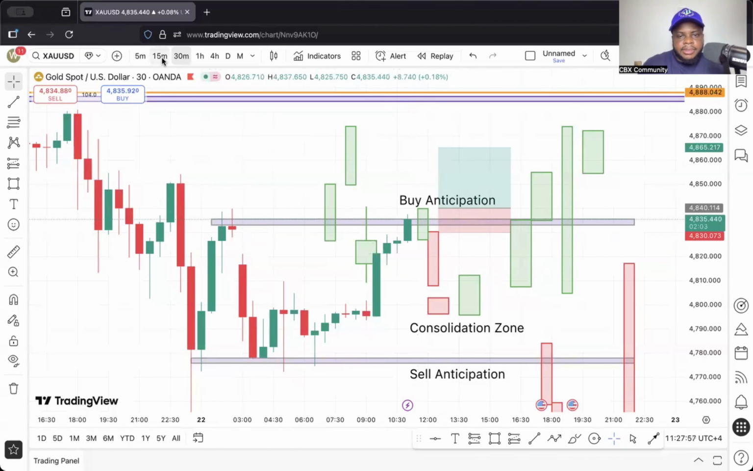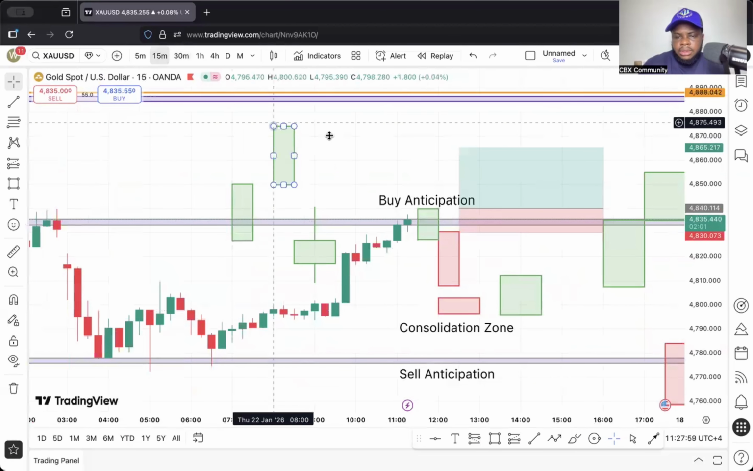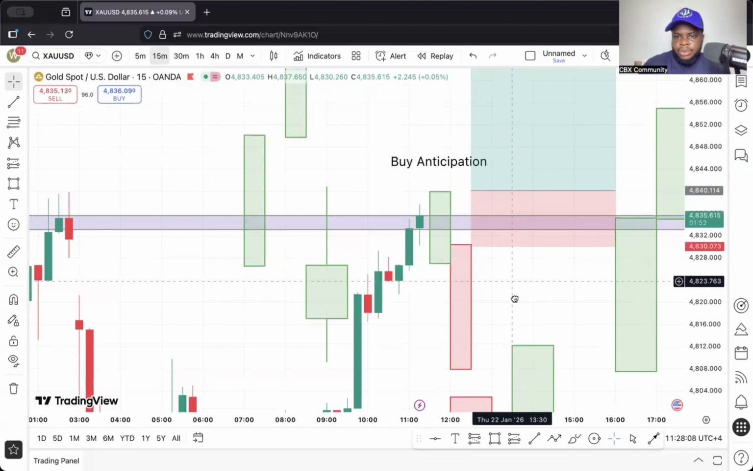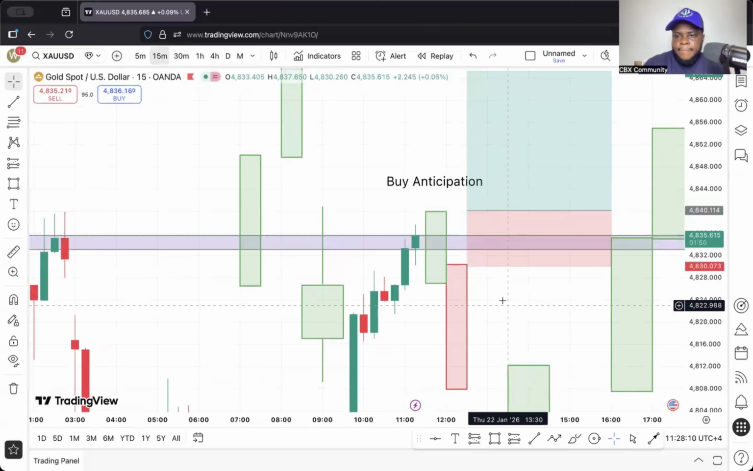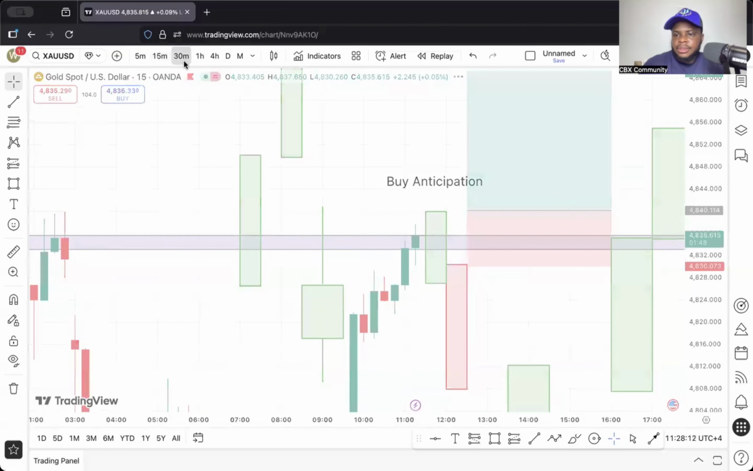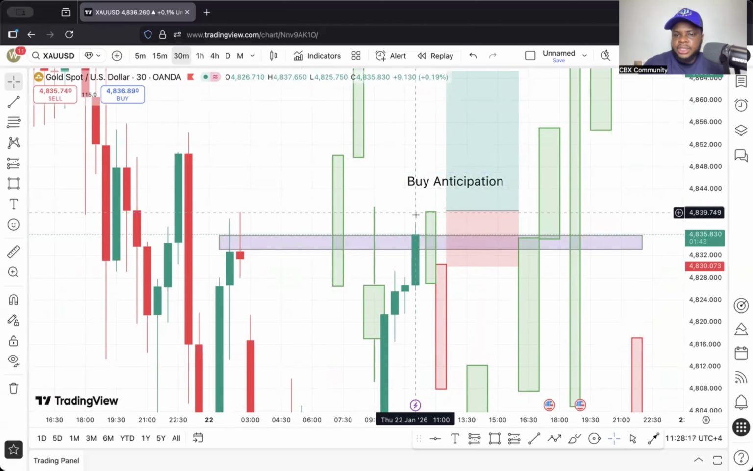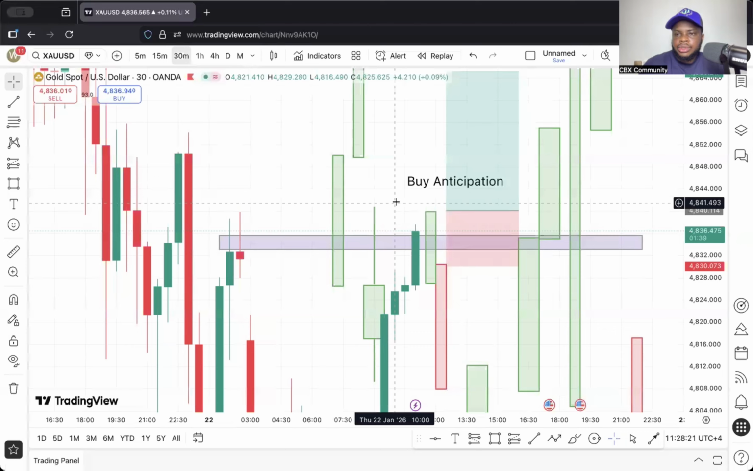Let's look at the 15 minutes. Let me see what the candle wants to do. So let's wait for this candle to close. And if this candle should close, then we need to wait. Don't take a position yet. I'm going to tell us when to take a position.